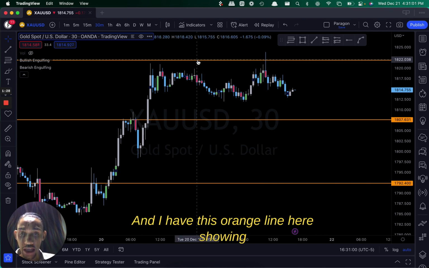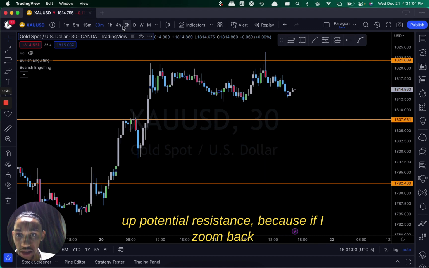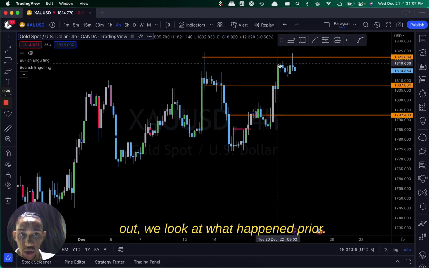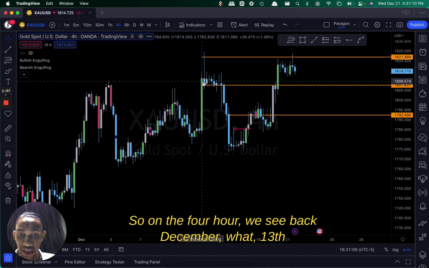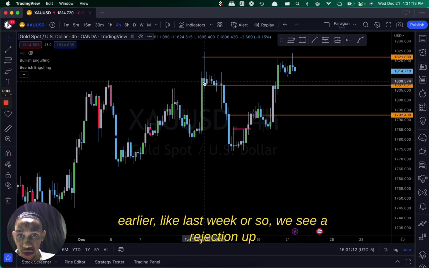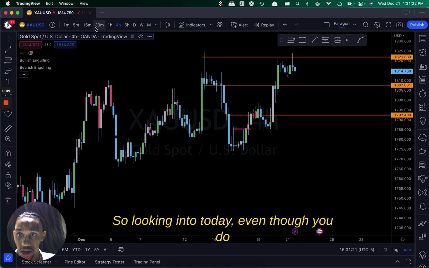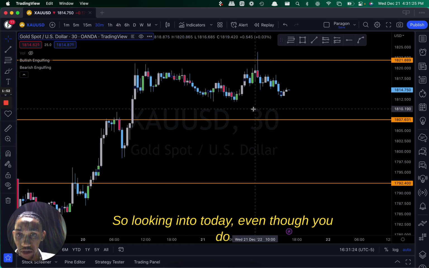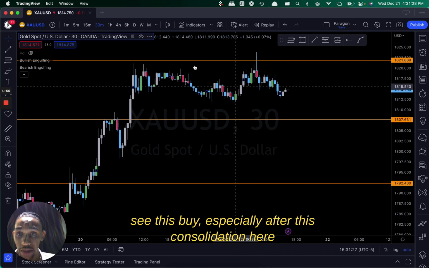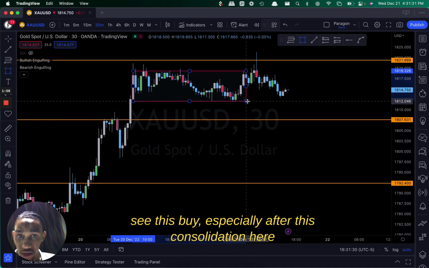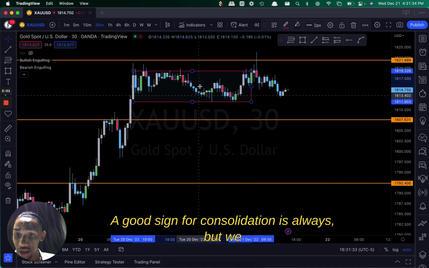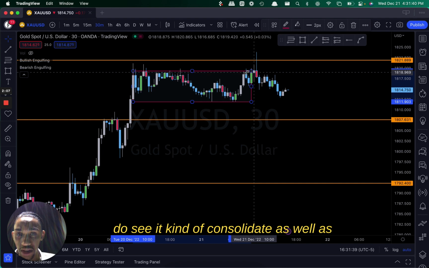and I have this orange line here showing a potential resistance because if I zoom back out, we look at what happened prior. So on the 4 hour, we see back December 13th, earlier, like last week or so, a rejection up at that price range, as well as even more recently, yesterday, a rejection up at that price range. So looking into today, even though you do see this buy, especially after this consolidation here overnight, it's a good sign, right? A good sign for consolidation, but we do see it consolidate as well as then continue to try and push up.